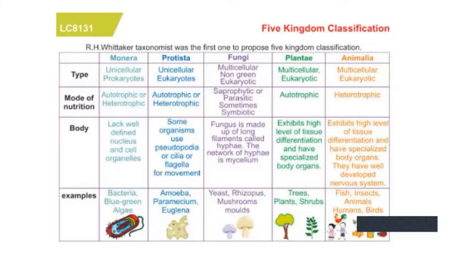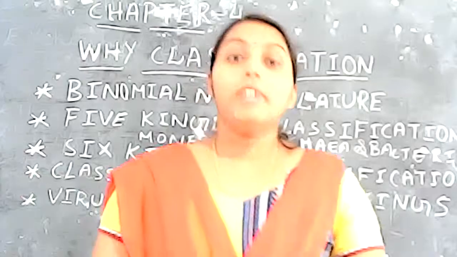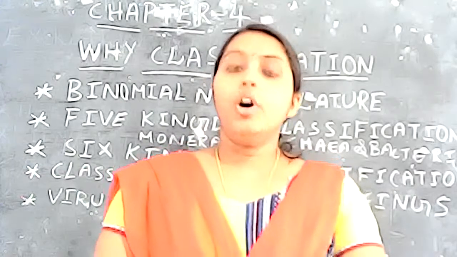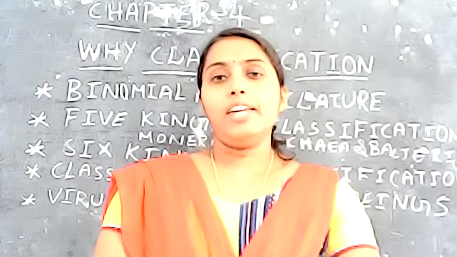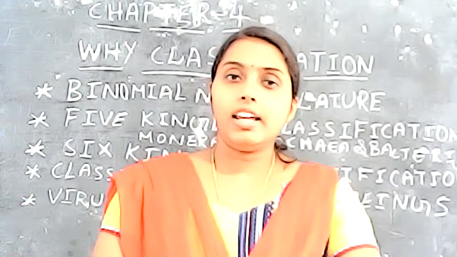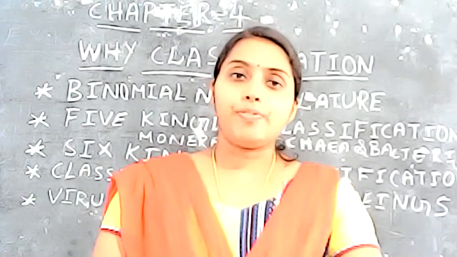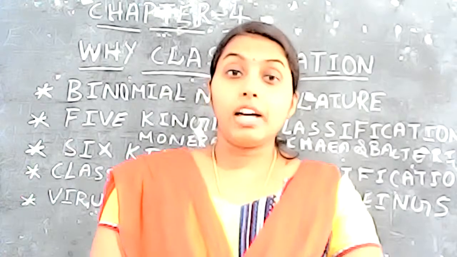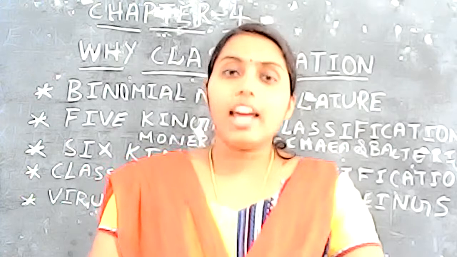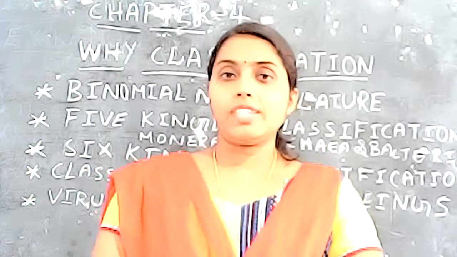I think it's clear for you about the 5 kingdom classification. Monera, Protista, fungus, plantae, Animalia. All this comes under the 5 kingdom classification. Is it clear for you? Now, after the 5 kingdom classification, what's the reason for the arrival of the 6 kingdom classification?